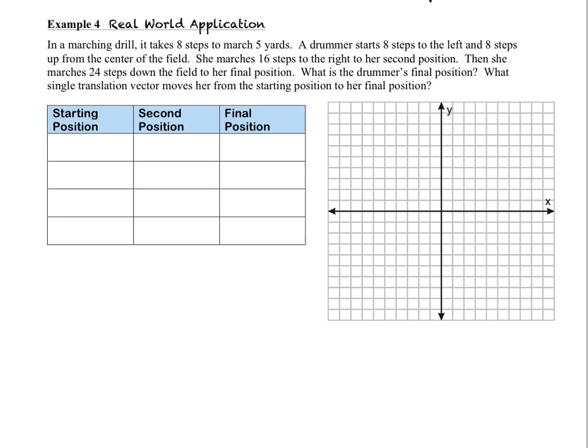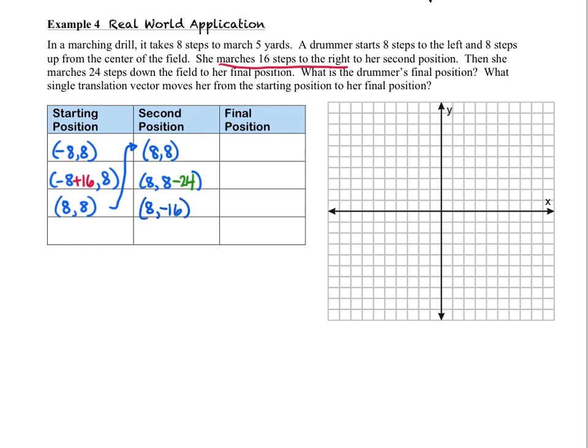The drummer's starting position is -8, 8, and the drummer moves 16 steps to the right. That's going to be a +16. That's going to give us a resulting location of 8, 8. Then we're going to take that as the starting position, and this time we're going to see a translation of 24 down. And that is going to give us a resulting location of 8, negative 16. That's actually going to be where our final position is.